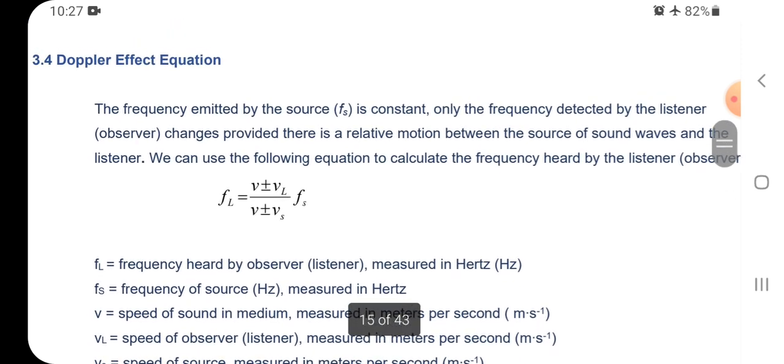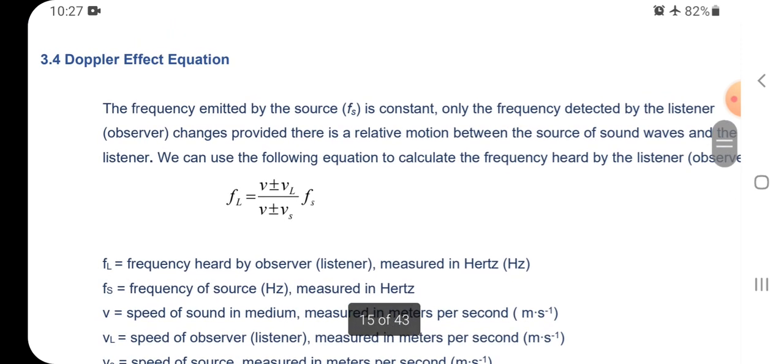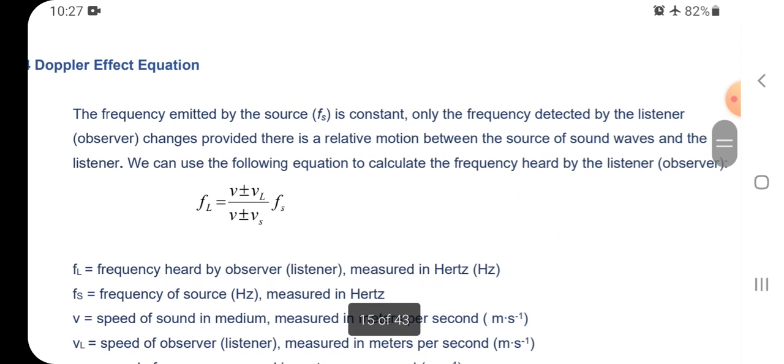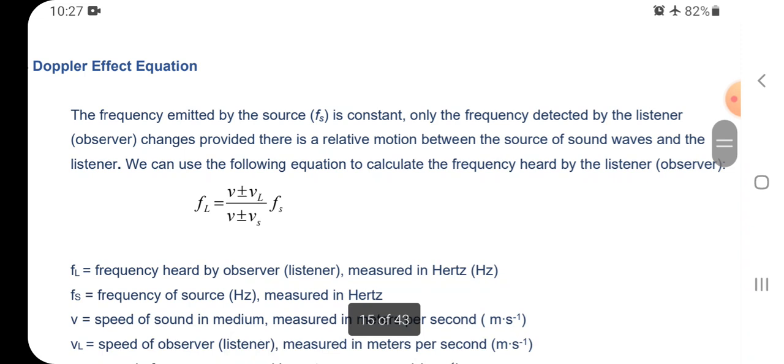So let's look at this. The Doppler effect equation. The frequency emitted by the source is constant. Only the frequency detected by the listener, the observer, changes, provided there is relative motion between the source or the sound wave and the listener. You can use the following equation to calculate the frequency heard by the listener, which is the observer.